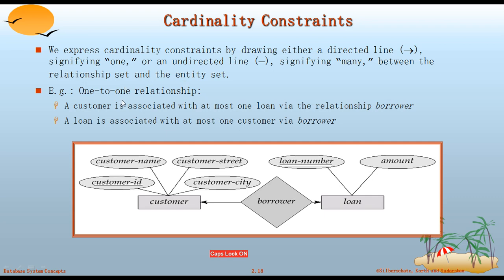Example, one-to-one relationship. A customer is associated with at most one loan through the relationship borrower. A loan is associated with at most one customer via borrower. So on both sides we have an arrow mark, that is a directed line. So it is denoted as a one-to-one relationship.